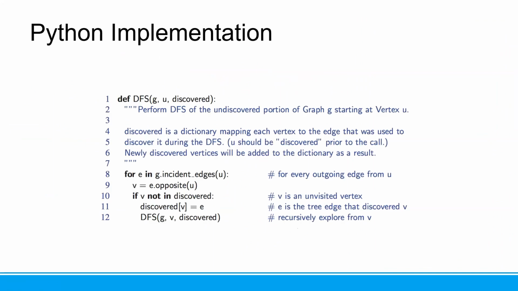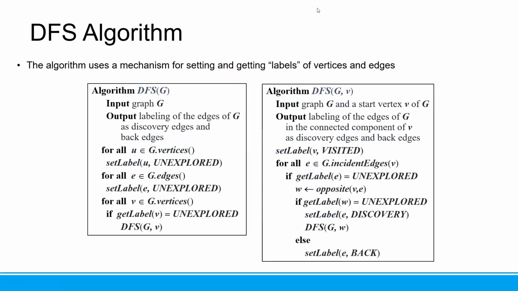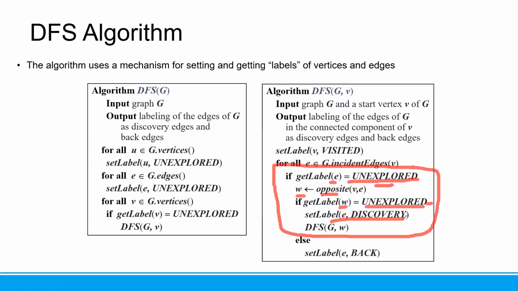So if I return back to the algorithm, this is the way to check whether the edge E is unexplored and the V, or the opposite of V, is unexplored. If it is unexplored for both, then we will set it as the discovery edge. If it is already explored or is already visited, then set the label as the back edge.